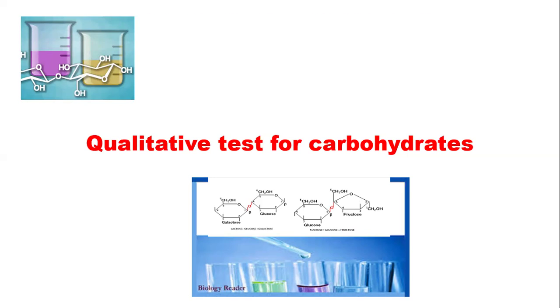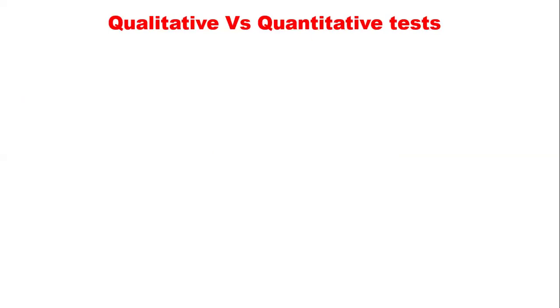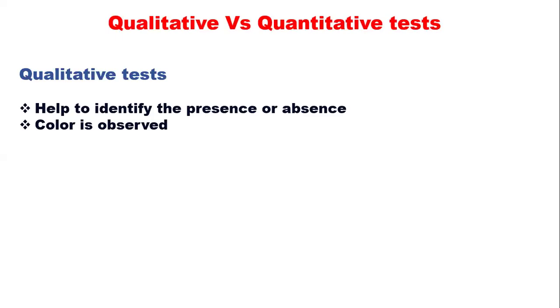So let's quickly make a recap of what qualitative and quantitative tests are. When we say qualitative tests, it's actually trying to identify or to detect the presence or absence of a particular analyte. And usually there is going to be observation of color. So you observe color after the reaction to see whether that analyte that you are interested in is present or absent. So here you are not after the quantity of the analyte. It's just to test or to detect whether that analyte is present or not, as simple as that.